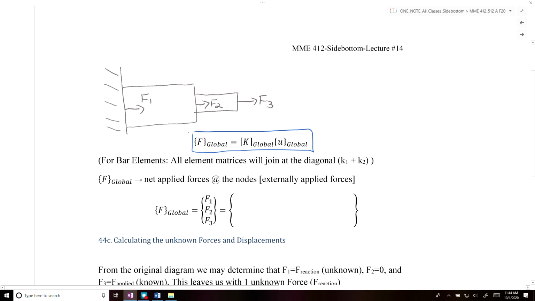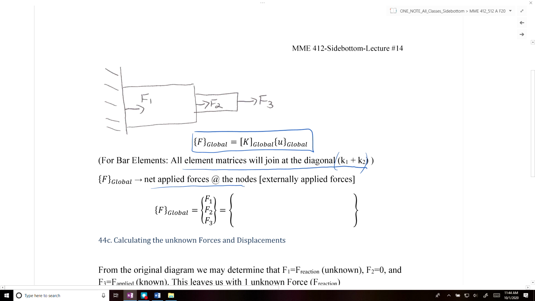the entire elastic body: the externally applied forces need to be equal to the global stiffness matrix times the global displacement matrix. For bar elements, you can remember that all the element matrices will join at the diagonal. So for example, we had K1 plus K2, right? And then the net forces applied at our nodes are our global forces, our externally applied forces.